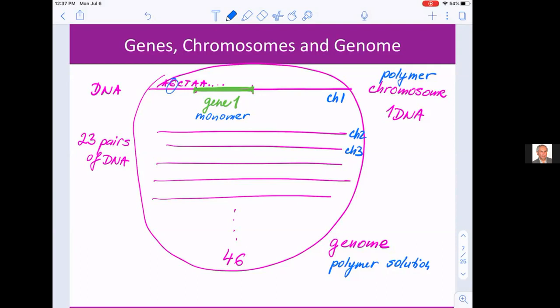Each one in a pair is identical to each. There are 23 separate lengths, but each one is repeated twice. Yes, one copy from mom, one from dad. And they're identical, or they're almost identical? They're identical in the order of the genes, but the genes themselves, basically their realization, might be different, right?